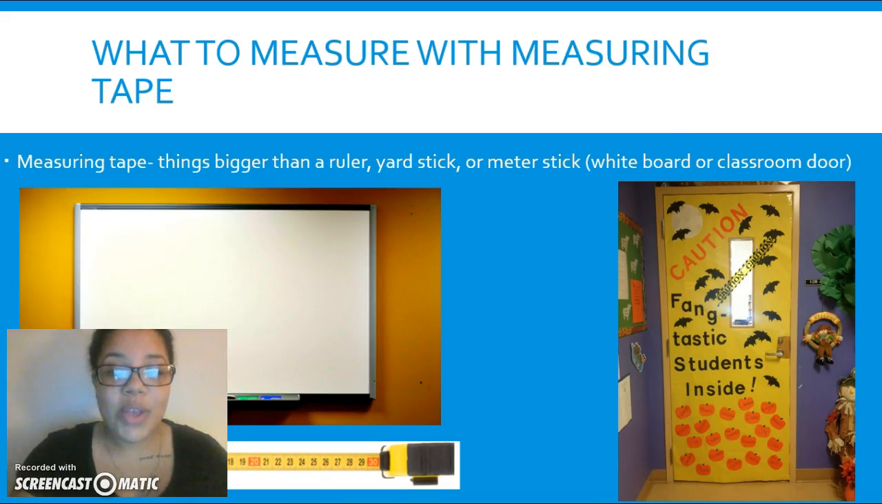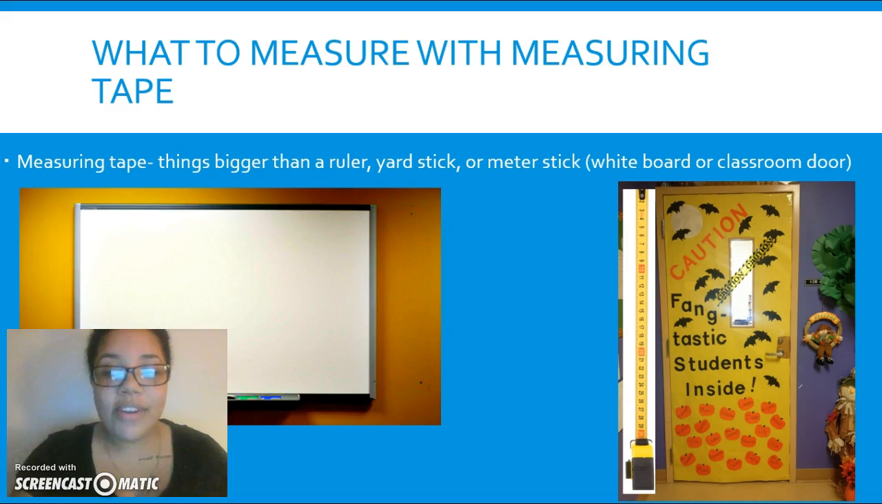Measuring tape is used when none of the previous 3 can be used. For example, the length of our whiteboard and the height of our door should be measured with measuring tape. Because the tape is retractable, it can go as far as it needs to. Rulers, yardsticks, and meter sticks cannot do that. We would need multiple of each to get the measurement of our whiteboard or the height of our door.